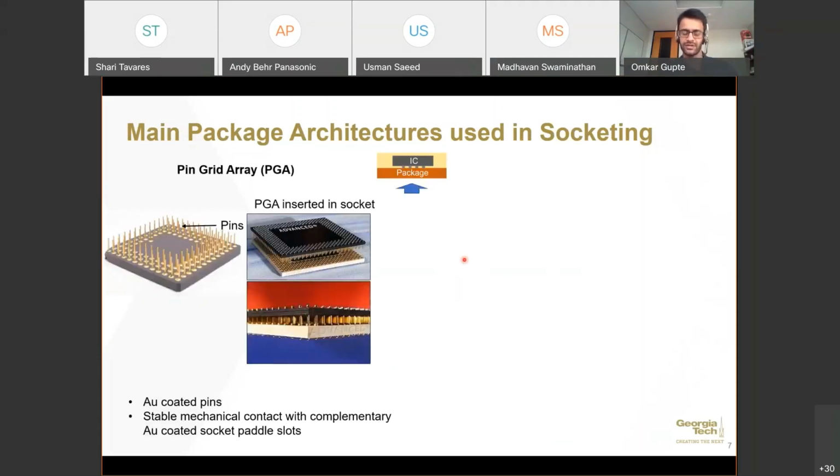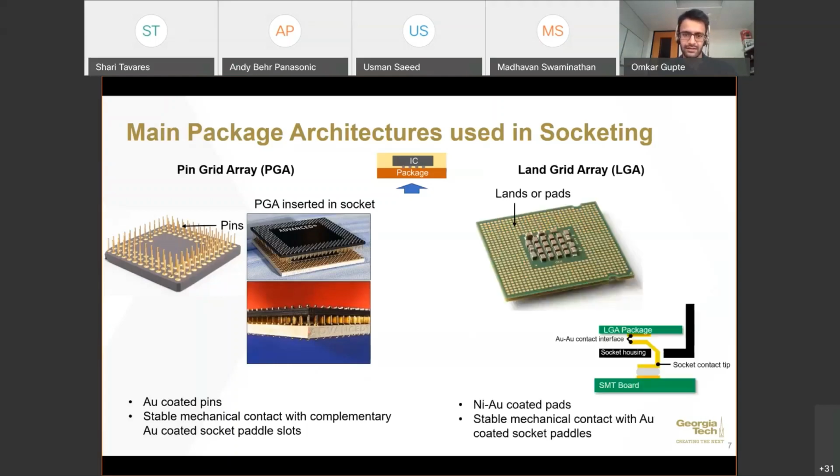And in socketing, there are two main types of architectures that are used. First is called the pin grid array. In this case, there are gold-coated pins attached on the back side of the package, as you can see. This is the back side of the package that is shown here. The package is then flipped and inserted into the socket, where these pins get inserted and form a mechanical contact with the socket itself. And the socket is then placed on the printed circuit board.